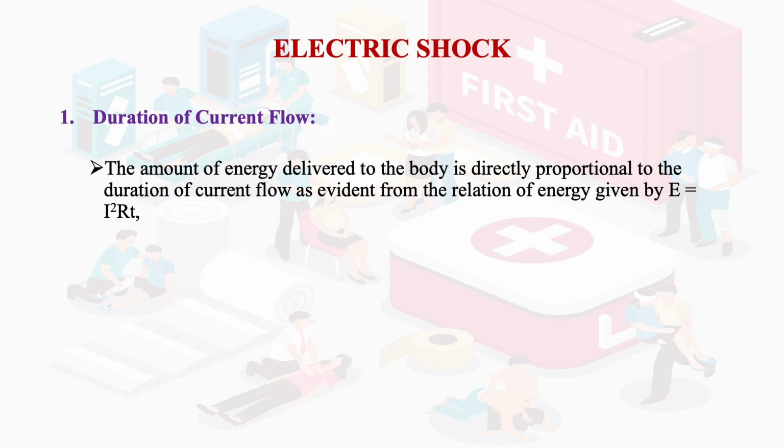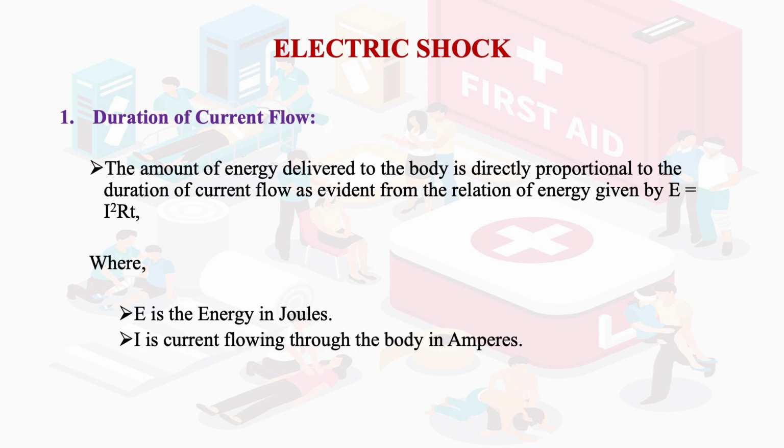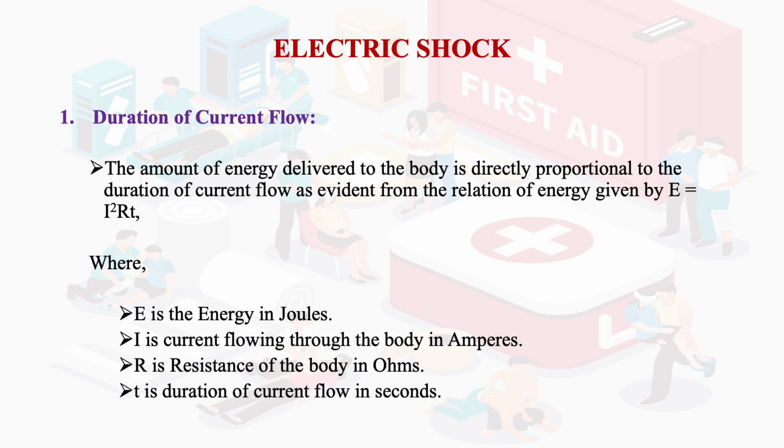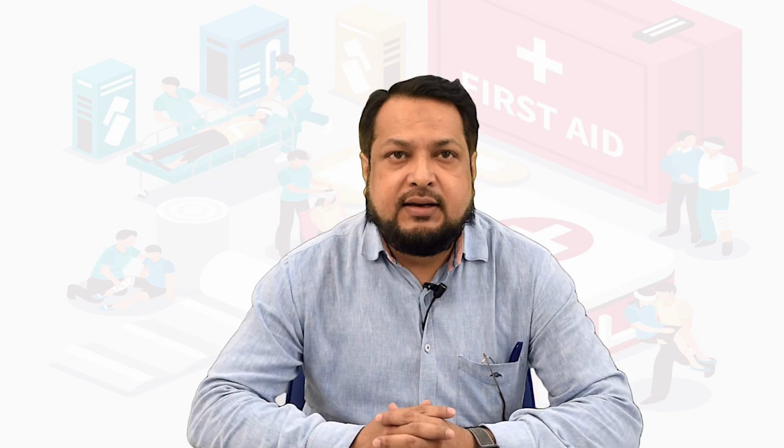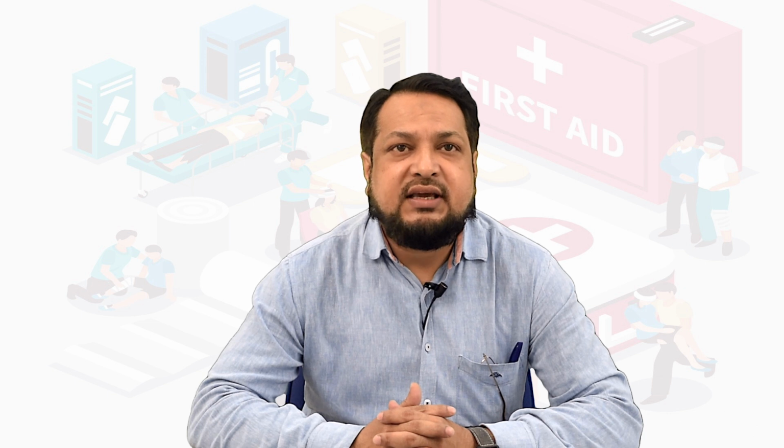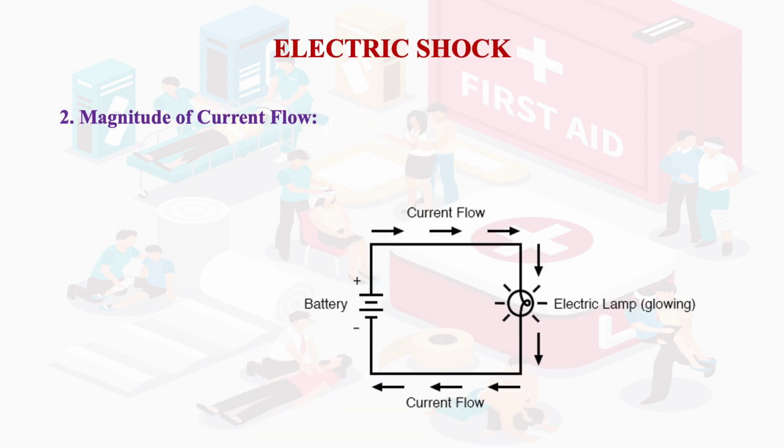The amount of energy delivered to the body is directly proportional to the duration of current flow, as evident from the relation of energy given by E = I²RT, where E is the energy in joules, I is the current flowing through the body in amperes, R is the resistance in the body in ohms, and T is the duration of current flow in seconds. Now let's see about the magnitude of current flow.